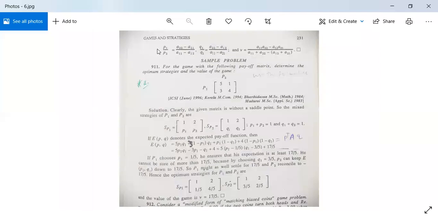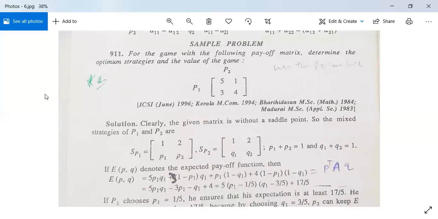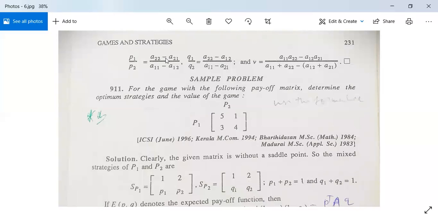So we will have what? Find the value of P1 by P2. It will be given as A22 minus A21 by A11 minus A12. Lambda will cancel each other. And Q1 by Q2 is A22 minus A12 by A11 minus A21. Lambda cancels. And nu is equal to A11 A22 minus A12 A21 by this lambda. Lambda means A11 plus A22 minus A12 plus A21. So these three are formulae which you need to remember so that you can solve the problem. This completes your proof of the theorem.